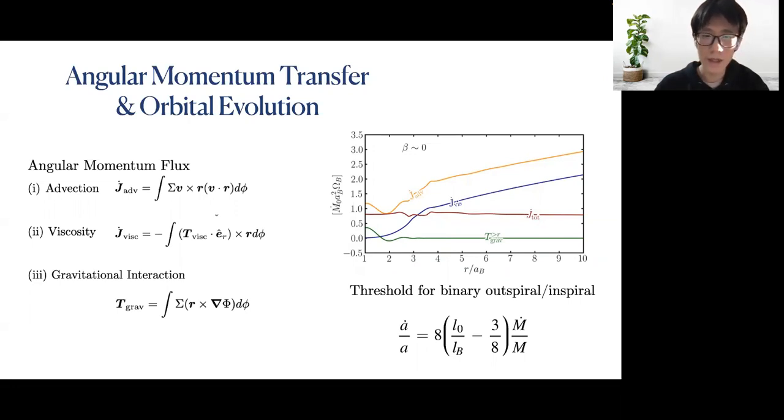And how can we find the threshold for binary outspiral and inspiral? I didn't show it here, but we can do a time derivative of the binary orbital specific energy, and find whether the binary semi-major axis will expand or shrink as time goes on. This value will only depend on the specific angular momentum, say L0, or its relation to a specific value, or say 3/8. And that is not dependent on the accretion rate, because the accretion rate is always positive.